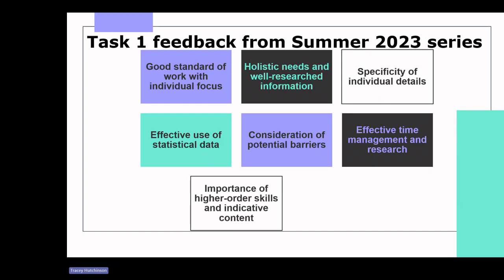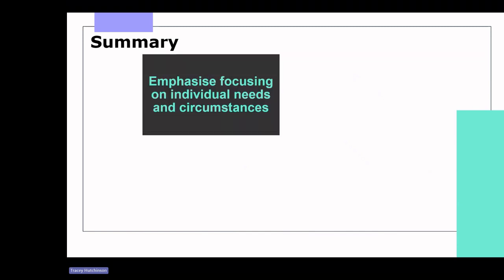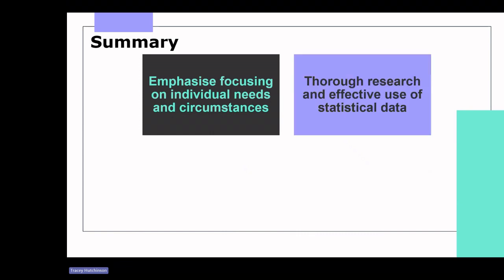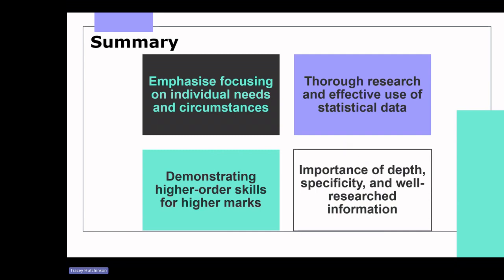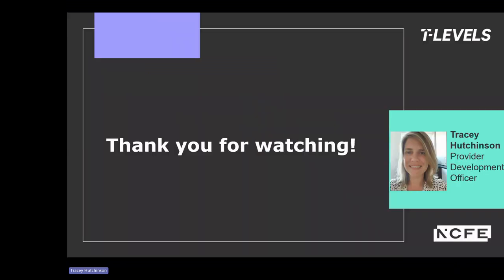Students struggled to demonstrate the higher order skills outlined in the indicative content required to achieve the higher marks available. And some submissions displayed concerning literacy skills and a lack of proofreading before submission. So in summary, task 1 of the Health Core Employer Set project underscores the importance of focusing on the specific needs and circumstances of their chosen individual, conducting thorough research, effectively using statistical data, considering potential barriers and demonstrating higher order skills, with stronger submissions showing depth, specificity, and well-researched information.